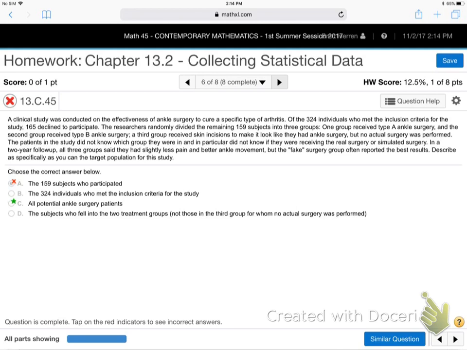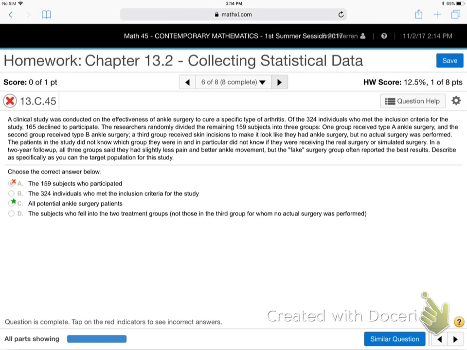One group received type A ankle surgery. The second group received type B ankle surgery. And a third group, you tracking with me? Received skin incisions to make it look like they had ankle surgery. But no actual surgery was performed. They cut them open and did nothing. Did you catch that? Group C, they cut them open and did nothing.